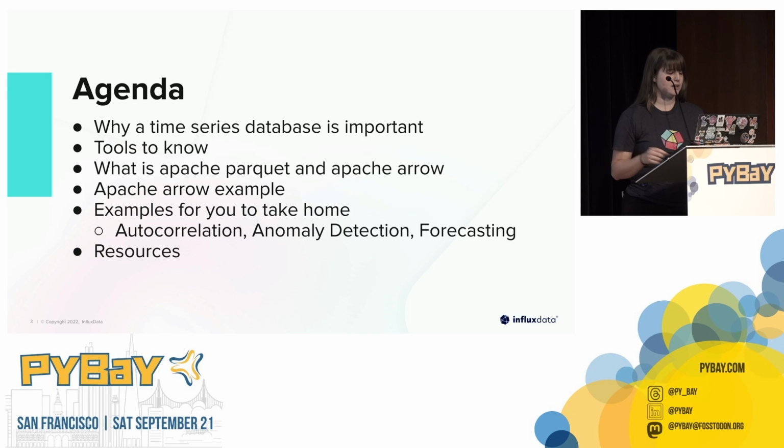The first thing on our agenda is we're going to go over why you store time series data in, for example, a time series database, some tools to know, what Apache Parquet and Apache Arrow are, an Apache Arrow example, and as I mentioned before, examples for you to take home. If we have the time, I'll go over one of the autocorrelation examples. We're just going to see where we land time-wise.